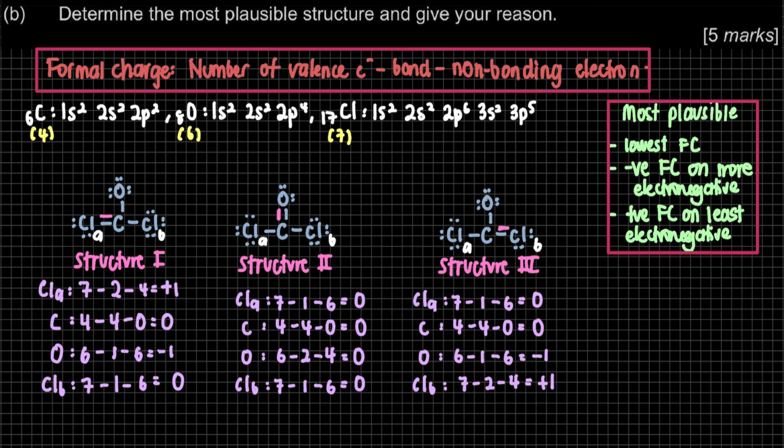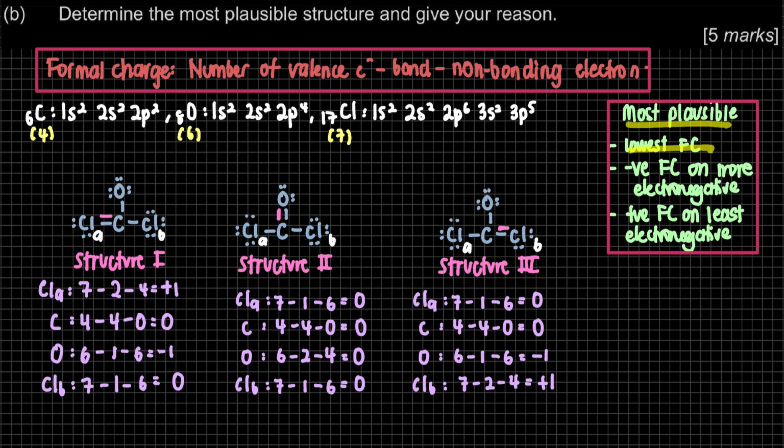So for structure 1, we have 0 for some atoms, but here we have positive 1 and negative 1. For structure 2, all of them are 0. So structure 2 is the most plausible, because again, lowest formal charge means the lowest for each individual atom.